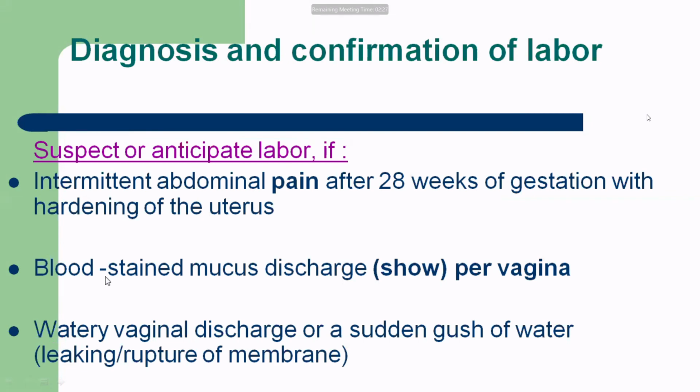And if there is blood-stained mucus discharge, that is known as show, or show per vagina, that is also suggestive of labor. And if she complains of watery vaginal discharge due to rupture of the membrane or amniotic sac, there is continuous leaking of this watery discharge or sudden gush of water per vagina, okay, breaking of water. All these three are suggestive of labor.